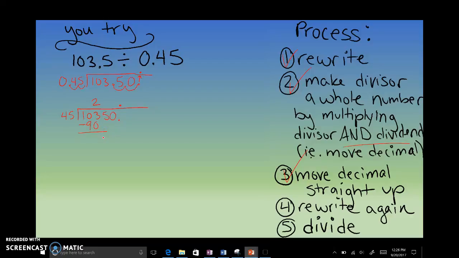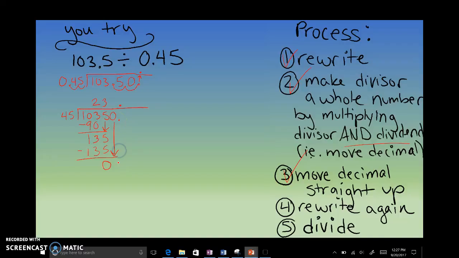When we subtract, again, we can use a count out method if we choose. We get 13. We have another digit in our dividend, so we'll bring down the 5. And we'll ask ourselves, how many times can 45 go into 135 without going over? 3. So we do 3 times 45 gives us 135. We subtract and we get 0, but there is still one more number to bring down in our dividend.